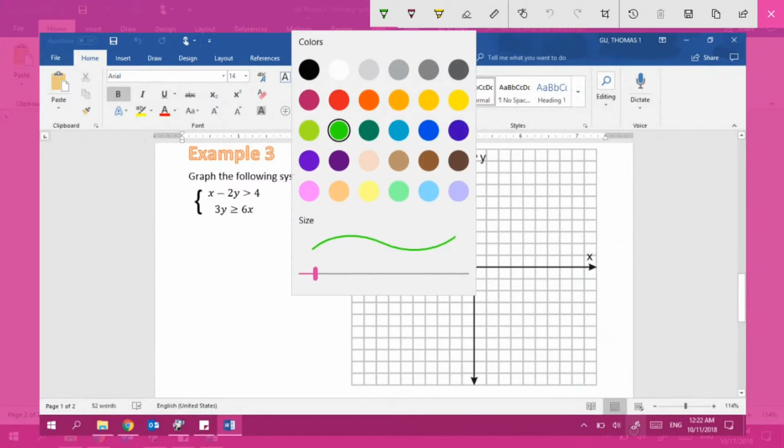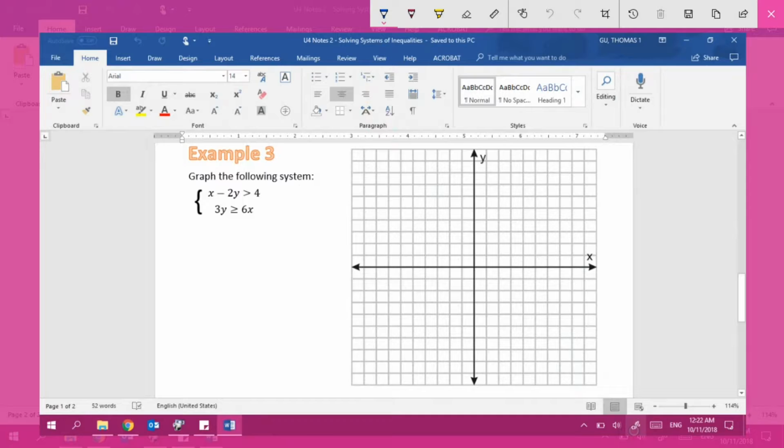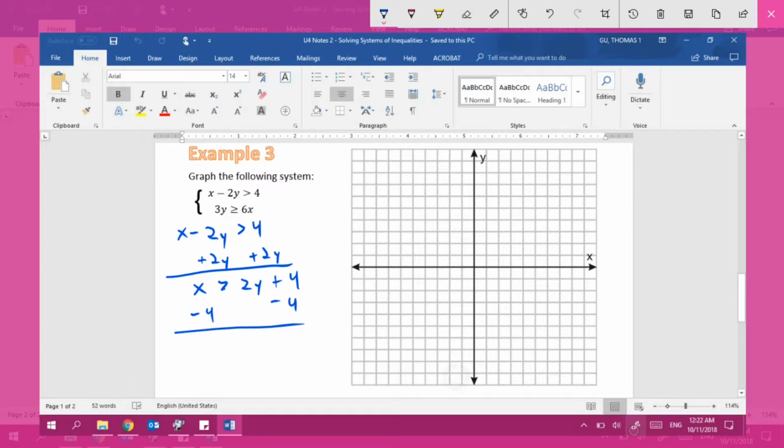All right, let's do example 3. The first one up here, we've got x minus 2y is greater than 4. We need to get y by itself. So let's go ahead and add 2y to the other side, because I like to keep it positive, and because there are weird rules when you're dividing or multiplying by negatives, so we're just going to keep it positive. So x is greater than 2y plus 4. Then we're going to subtract 4 from both sides. And we're going to have x minus 4 is greater than 2y.